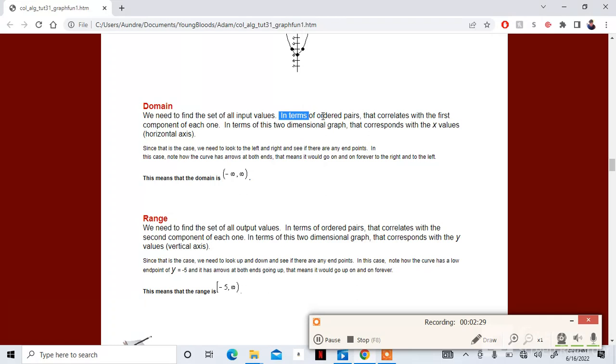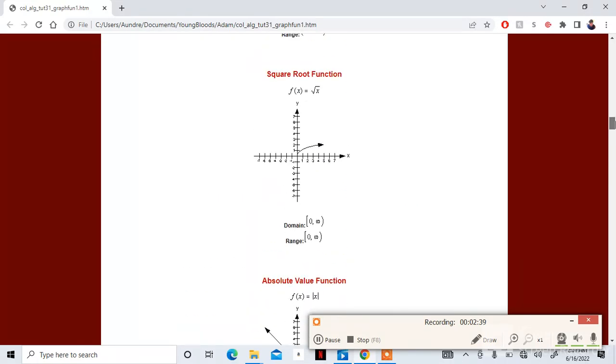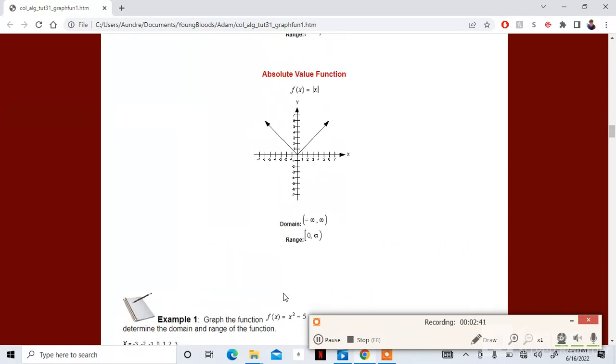Alright, in terms of ordered pairs, this is an ordered pair, this is an ordered pair. Two numbers put together by a comma is an ordered pair, and it's surrounded by a parentheses or a line bracket.